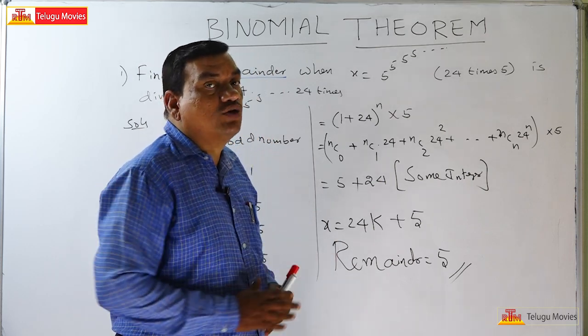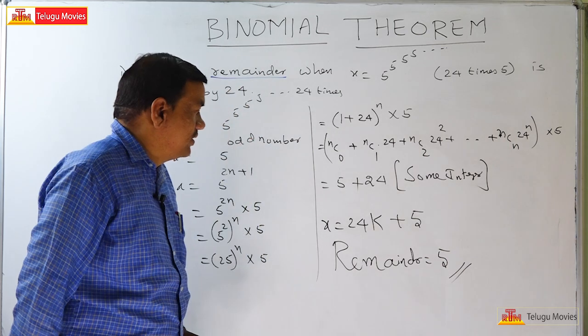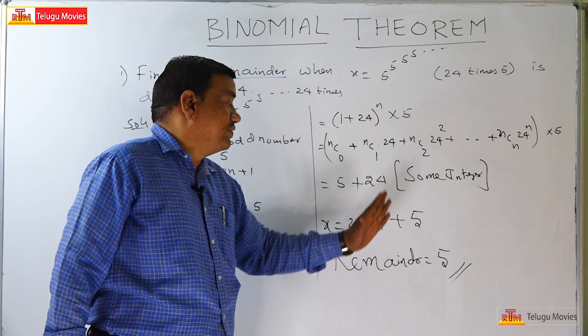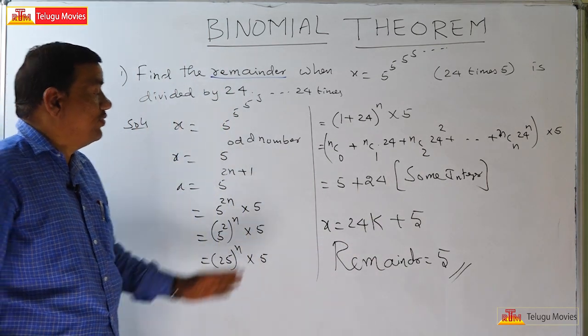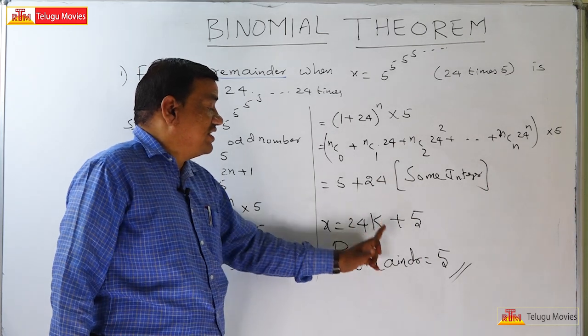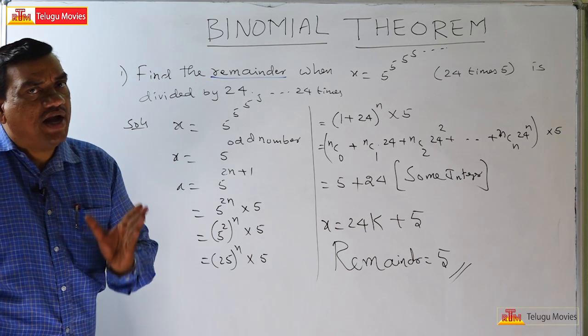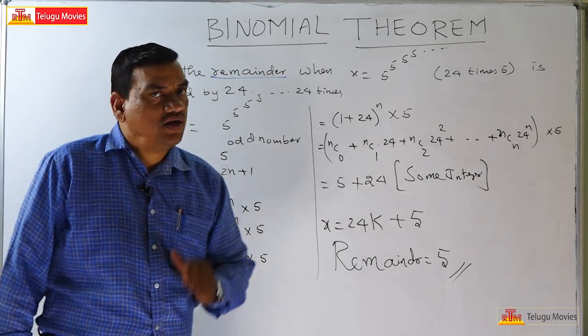But you can take 24 common outside. Afterwards, some integer. Therefore, the given number x you can express as 24 into some integer plus 5. Therefore, dividend is equal to divisor into quotient plus remainder. The remainder is 5. I hope that you understand this solution. So, let us go for the next concept.